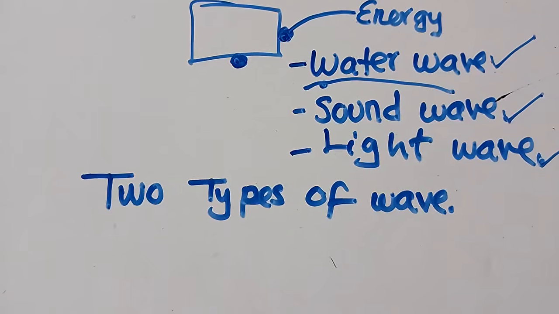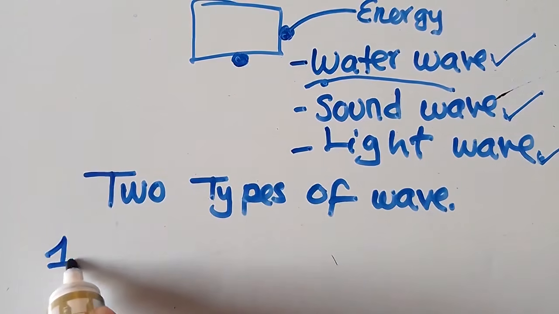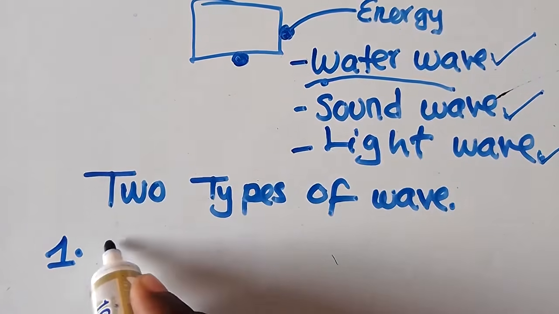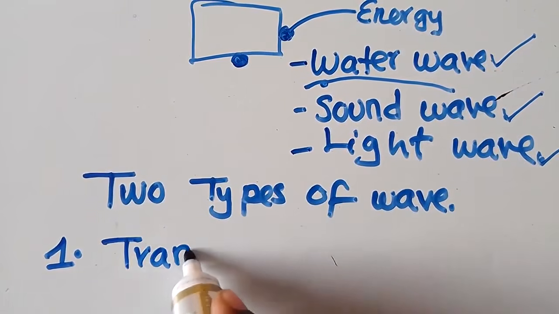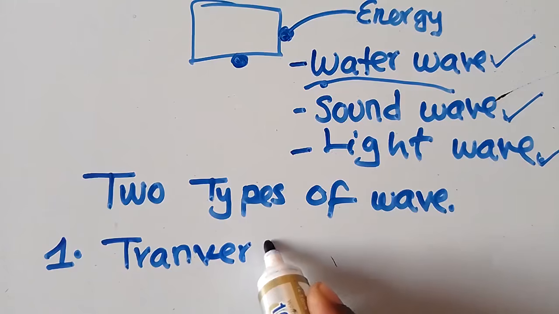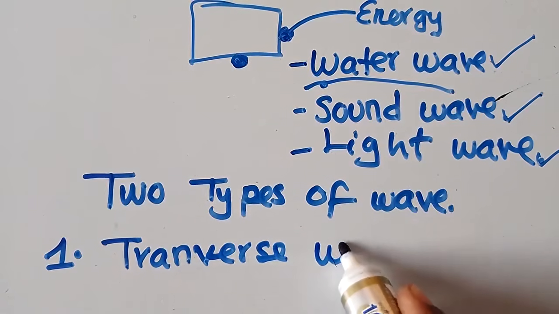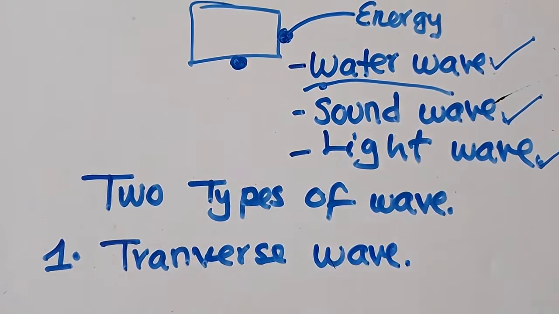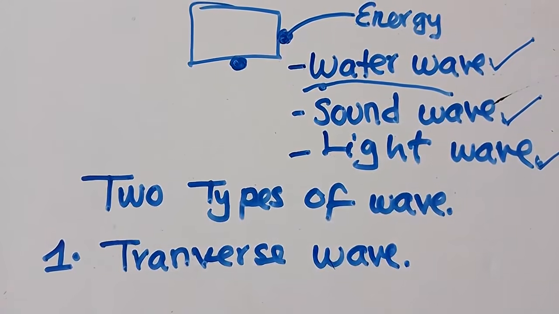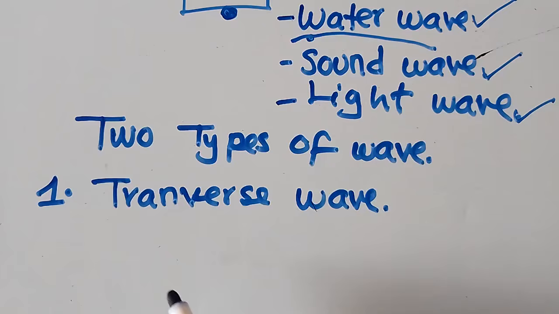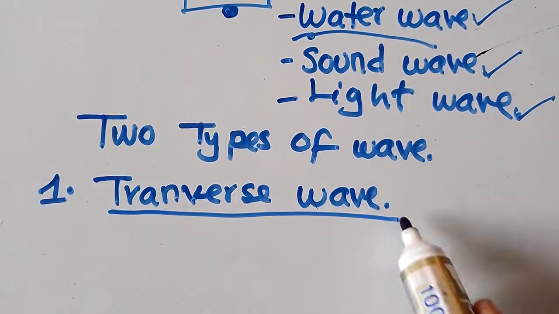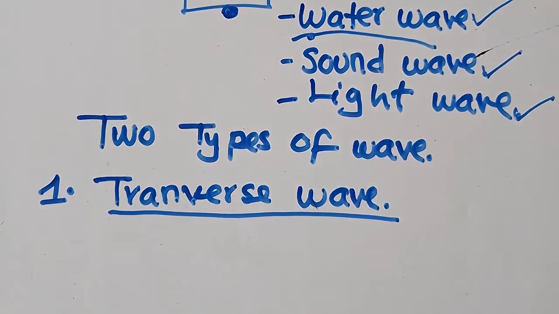The first type that we are going to talk about is called a transverse wave. So now, what is a transverse wave? What do you understand when we talk about a transverse wave?